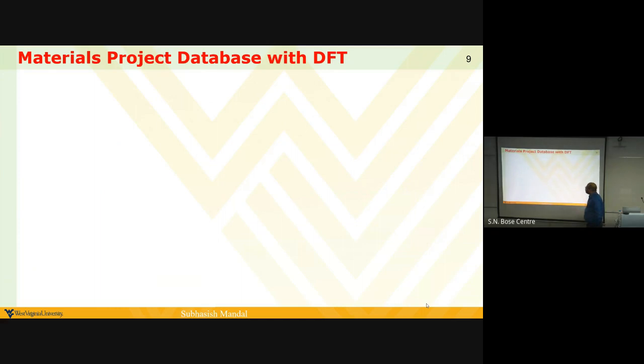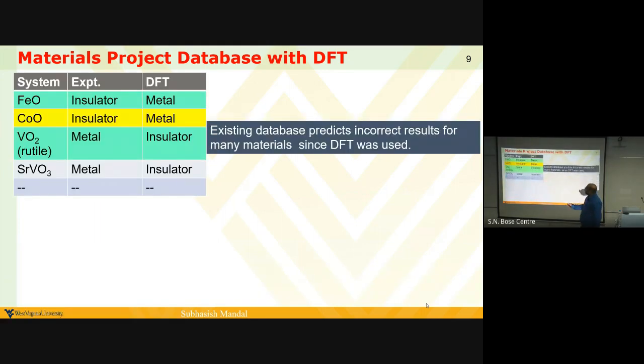But if you look carefully at any of these databases, very often you will find that the database would predict incorrect results just because density functional theory was used. For example, iron oxide and cobalt oxide are insulators.